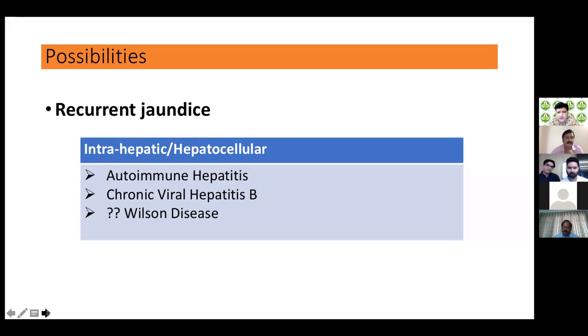But I think if people are asking, that is not totally wrong, because in Dubin-Johnson also we can have recurrent jaundice, along with conjugated hyperbilirubinemia. So that possibility should be kept. The most common is that most of these patients will have some jaundice, but there is a possibility that there may be recurrent jaundice in Dubin-Johnson also.